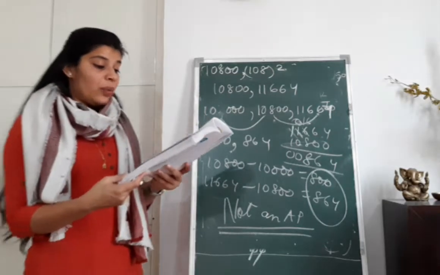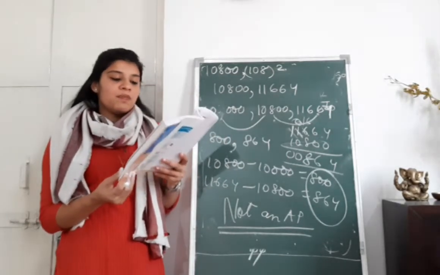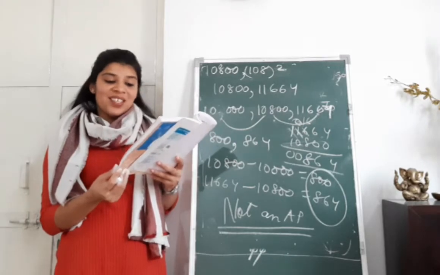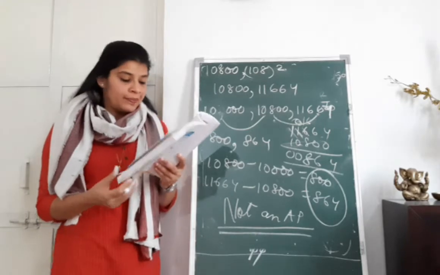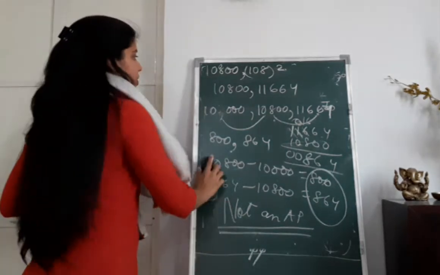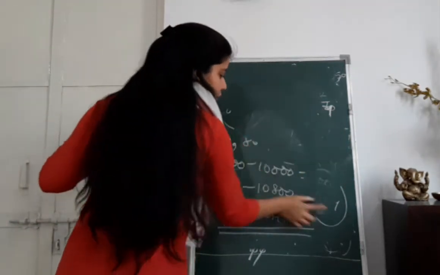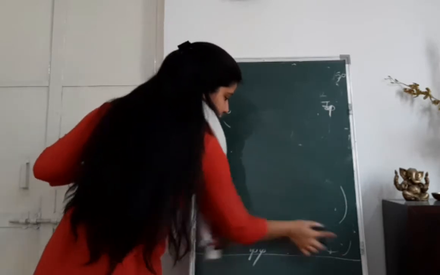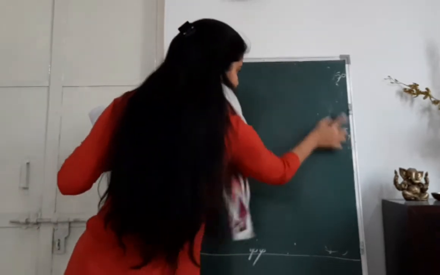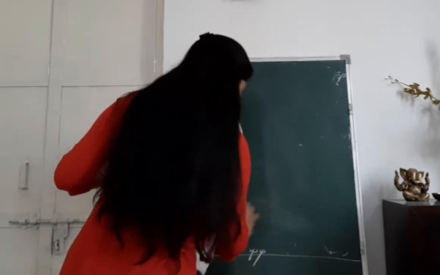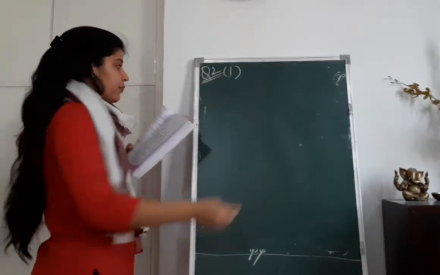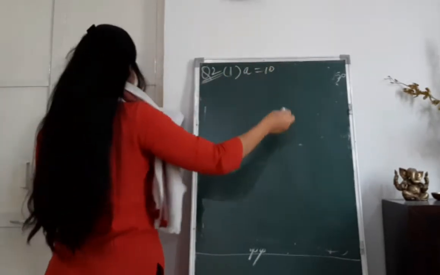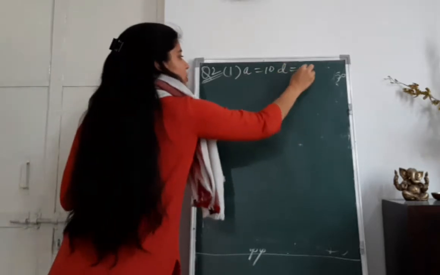Second question, which is: write the first 4 terms of the AP when the first term A and common difference D are given as follows. So we'll go to our first question first. For second question, first part. Question number 2, first part. A is equal to 10 and D is also equal to 10.